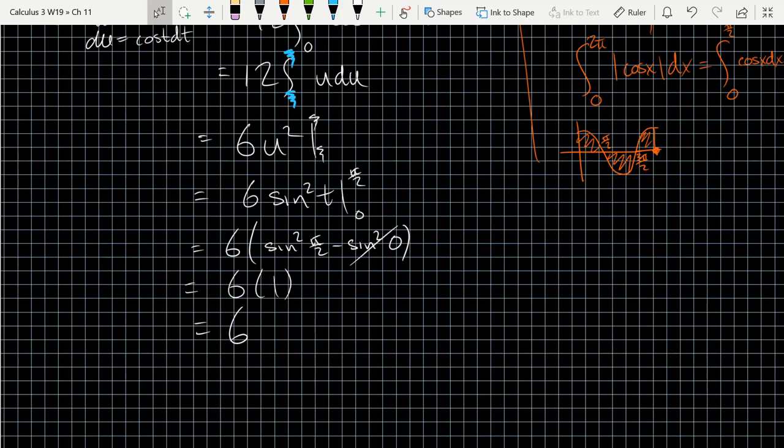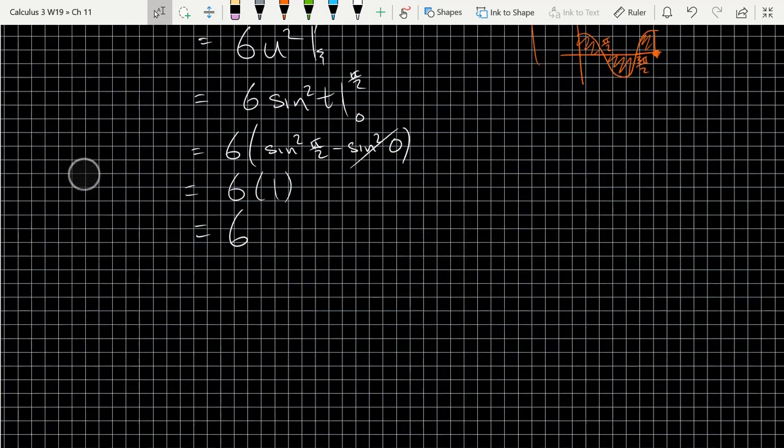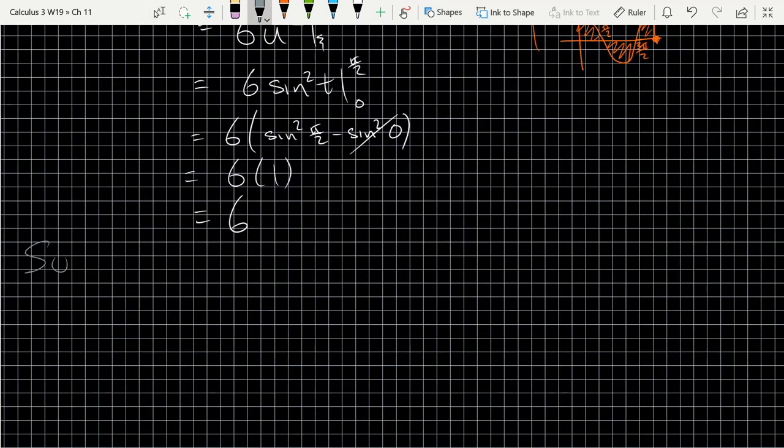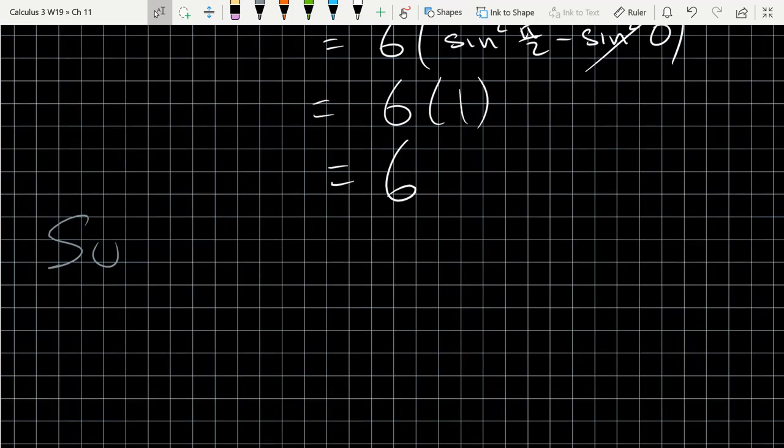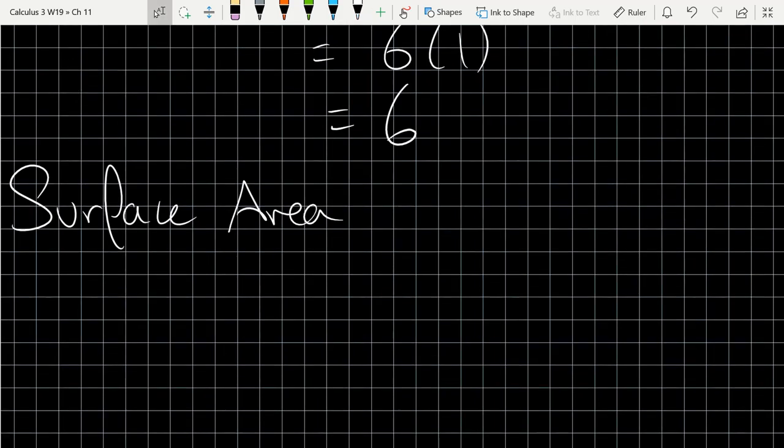So what do we do after we got the arc length? What do we do in calculus 2 class? Surface area. The next thing on the cheat sheet. So we're gonna look at surface area. And to do surface area, we're going to take a curve and then rotate it.